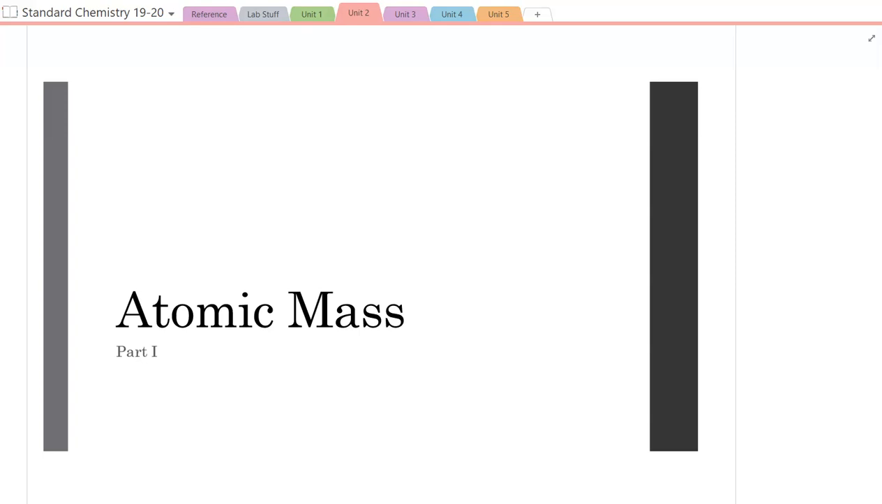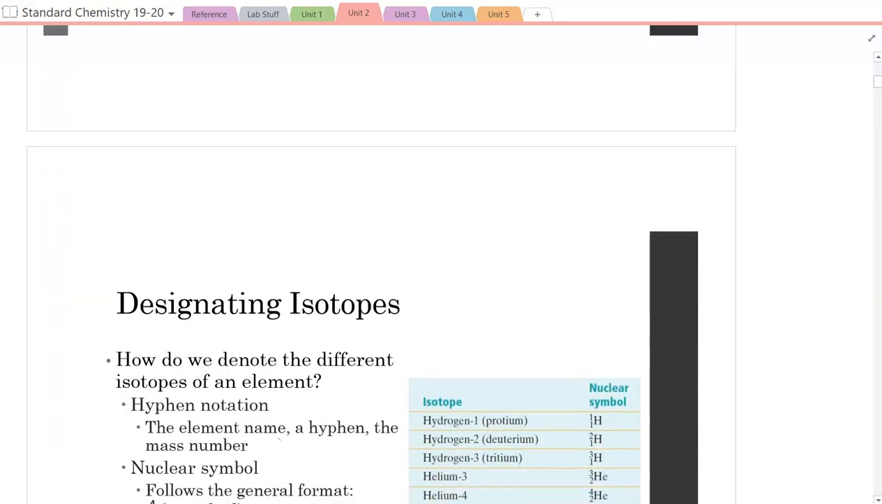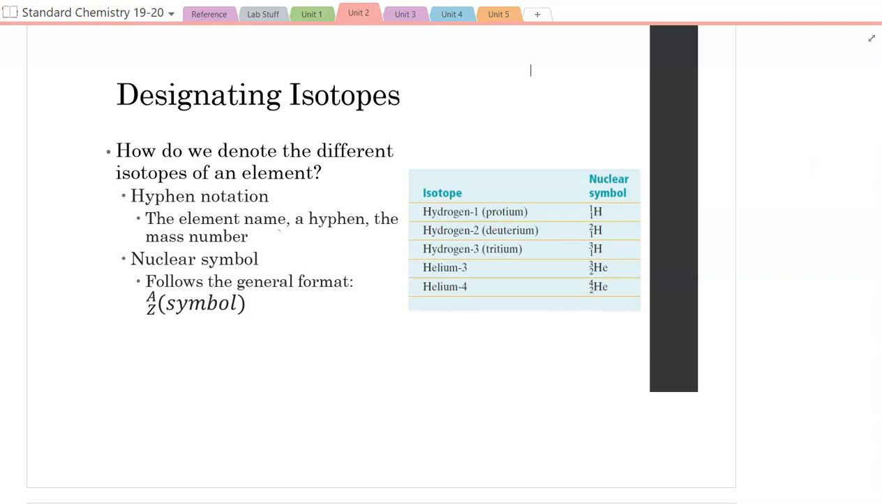Okay, so in this lesson we're going to introduce a couple of things. First, let's talk about atomic mass. Before we do that, we need to talk about isotopes. Isotopes are atoms of the same element that have different numbers of neutrons. We have two different ways to designate or label them. The first one is the hyphen notation, and the second one is the nuclear symbol.